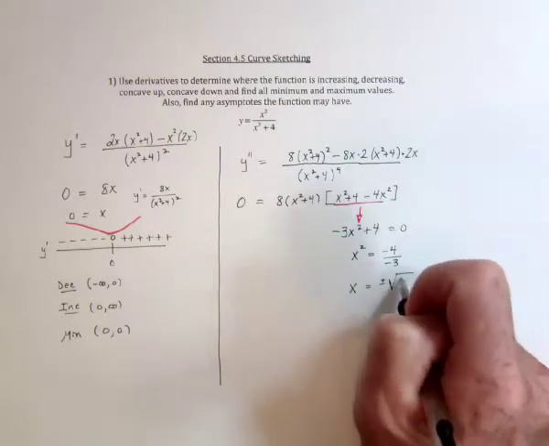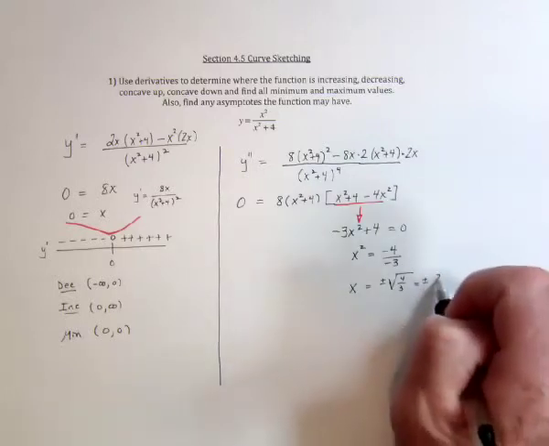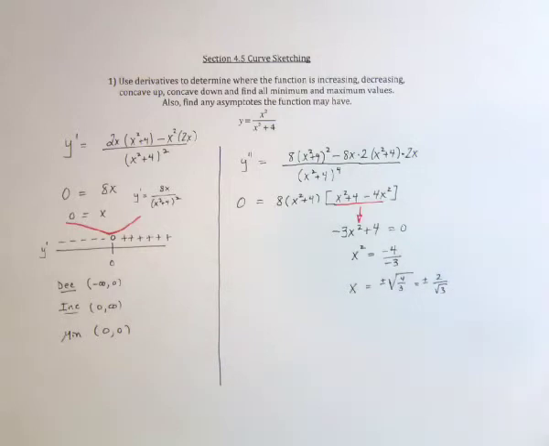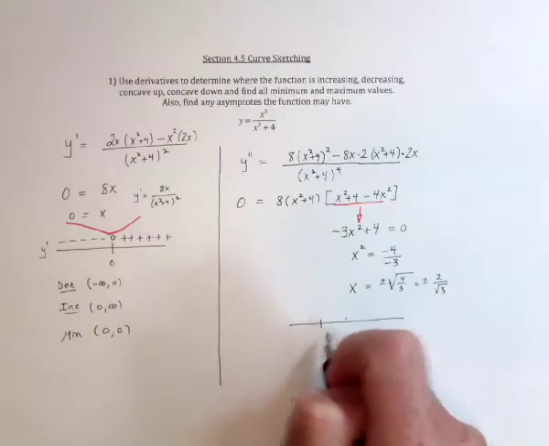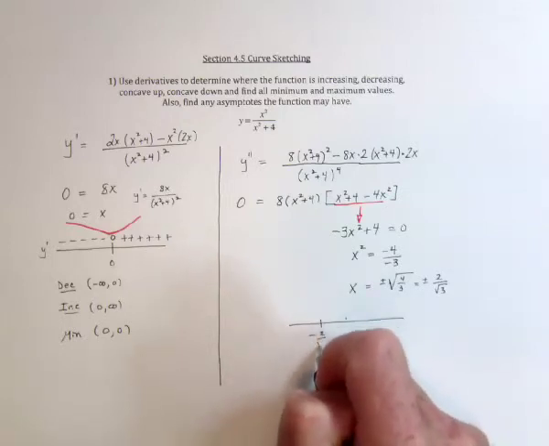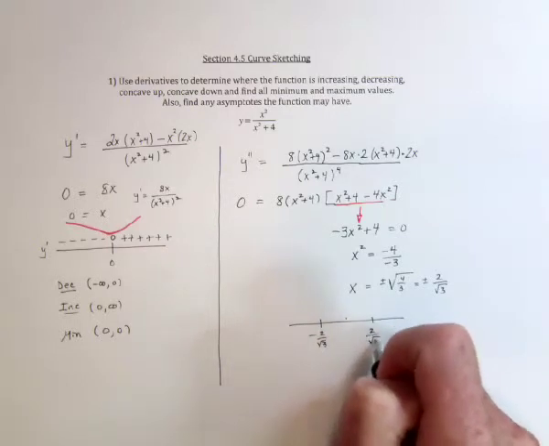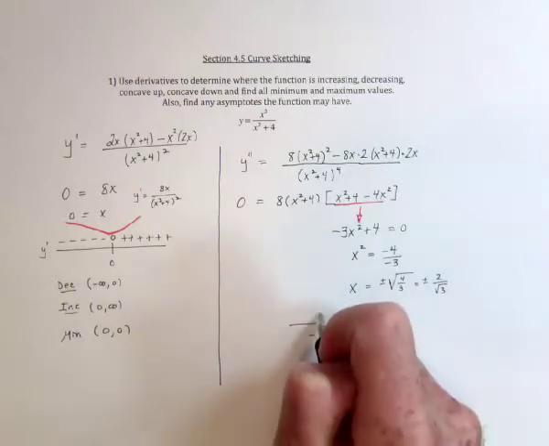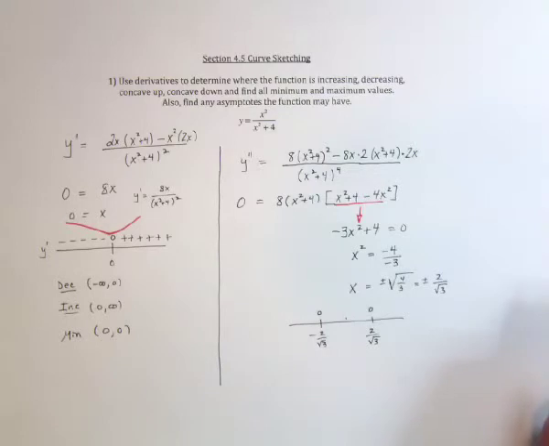So let's see, the square root of 4/3, positive or negative, or in other words, 2 over radical 3. So that's where it's changing concavity from concave up to concave down. Let's say over here, the negative 2 over square root of 3, and here's the positive 2 over square root of 3. The second derivative equals 0 there and equals 0 there. Then where is it positive and negative?